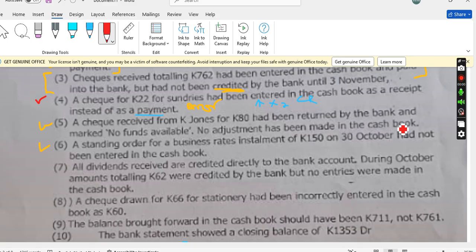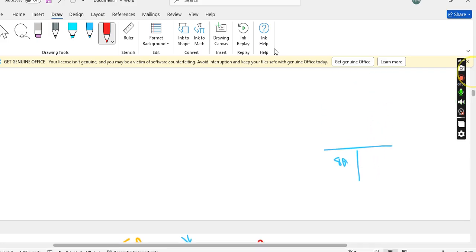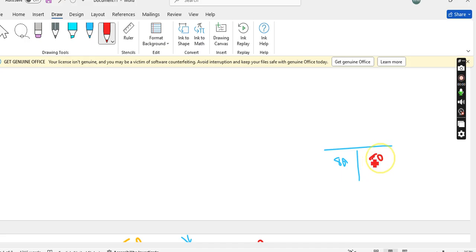That's a dishonest check, so I feel we have to put it on the credit side of the adjusted cash book. Yes. So when you put it on the credit side, you cancel out this error. 80 minus 80 equals 0. Okay? So you have cancelled this error.